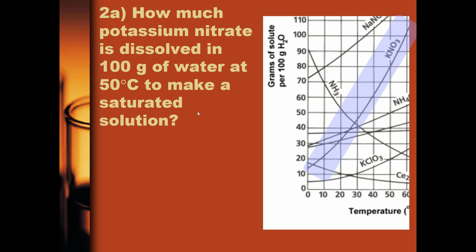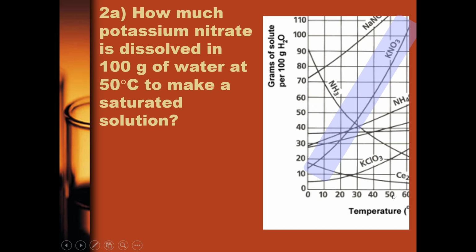And then I want to make another little note that saturated means we're talking about a point on the line, a point that actually hits the line. And we can actually see that in this part as well, how much potassium nitrate is dissolved in. All right, so we're finding the intersecting point between 50 degrees Celsius and the potassium nitrate curve.